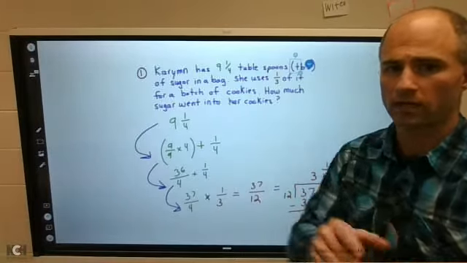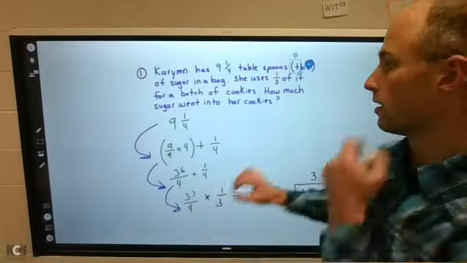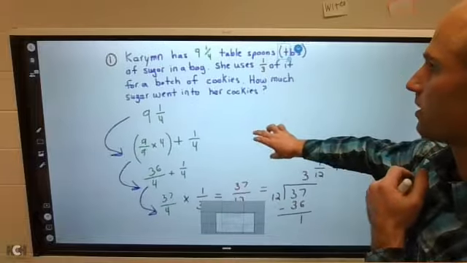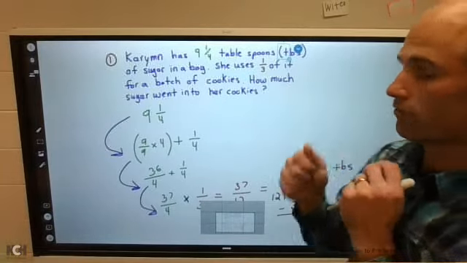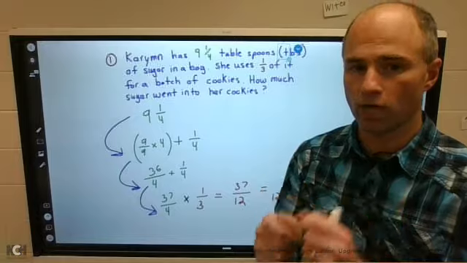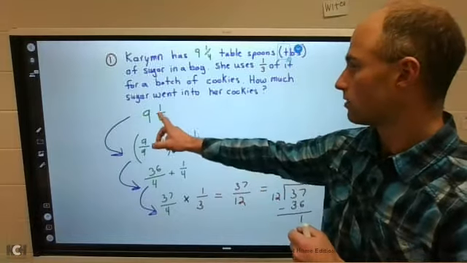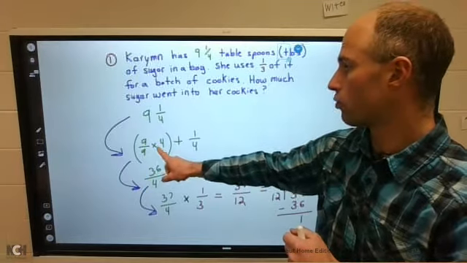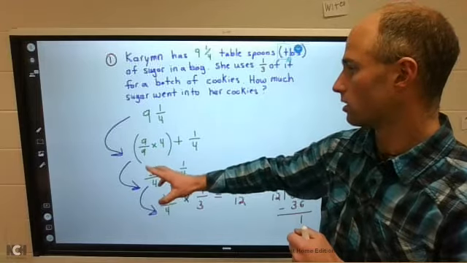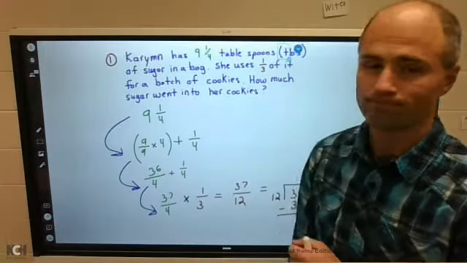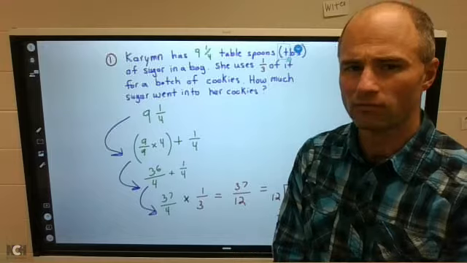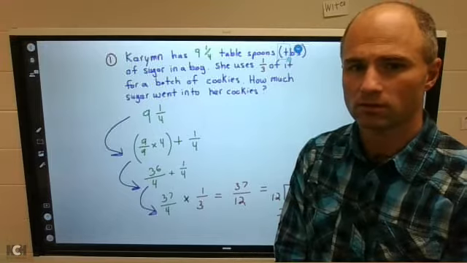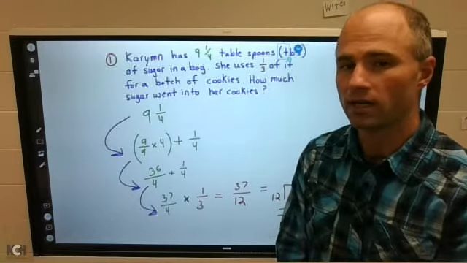All right, welcome back. So we are first taking 9 1/4 and we're going to convert that into an improper fraction. So I'm going to do 9 ninths 4 times. Why am I not doing it 4 times? Why am I not doing 9 ninths?